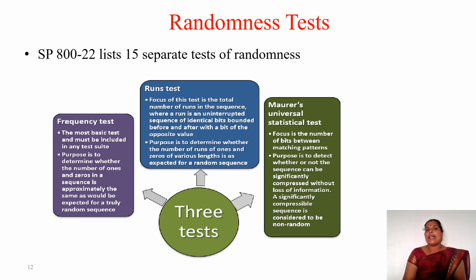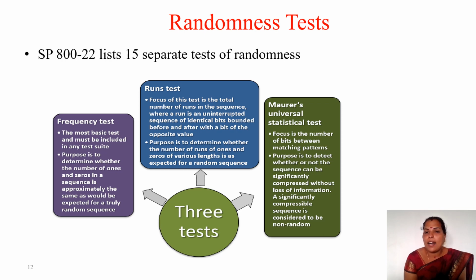And this SP 800-22 lists 15 separate tests for randomness. But here we are discussing only 3 tests, and totally 15 tests are there. So whatever random number is generated has to pass some of the randomness tests in order to be used as a key. Here one is the frequency test. The frequency test is the most basic test and must be included in any test suite. The purpose of this frequency test is to determine whether the number of ones and zeros in a sequence is, as we already discussed, approximately the same as would be expected for a truly random sequence.